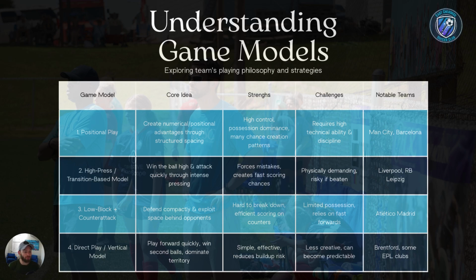Last one is direct play or vertical model. This is playing forward very quickly, winning the second balls and dominating territory, especially on the offensive side. It's simple and effective and reduces the risk of trying to build up, but it's also less creative and becomes predictable. Brentford is a club that's very recognizable for using a direct or vertical model.